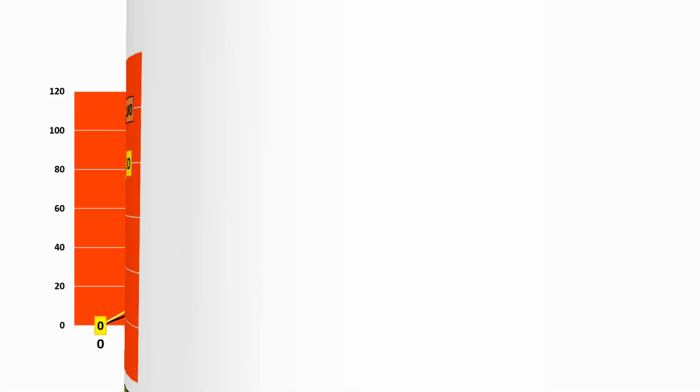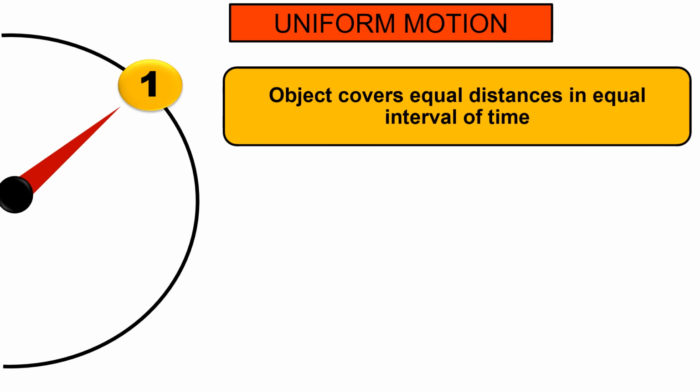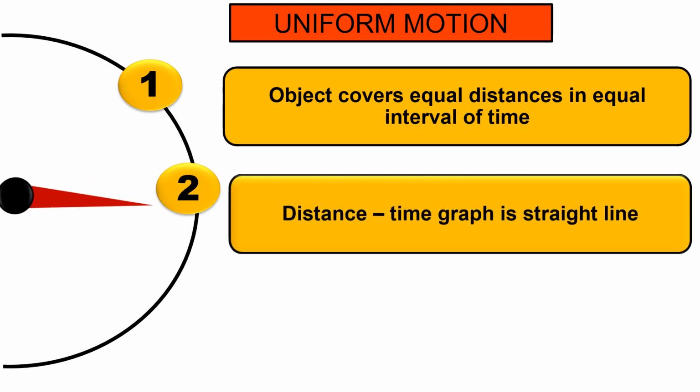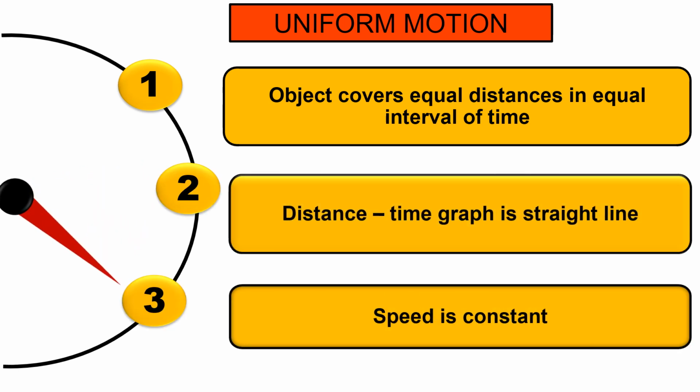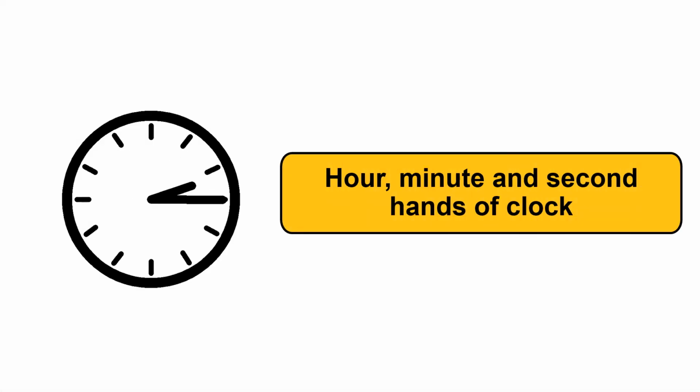Summarizing uniform motion, it's a motion when an object covers equal distances in equal intervals of time. The distance-time graph is a straight line and speed is constant throughout the distance. Examples of uniform motion can be the tips of the hands of a wall clock, as the hour hand takes 12 hours to return to the same number, the minute hand takes 60 minutes and the second hand takes 60 seconds.